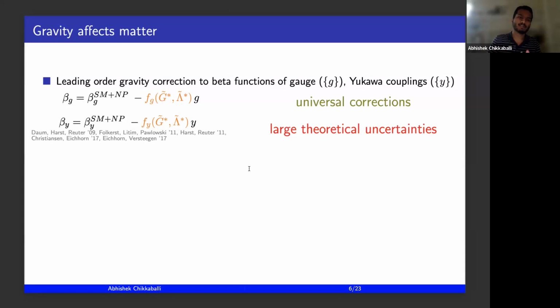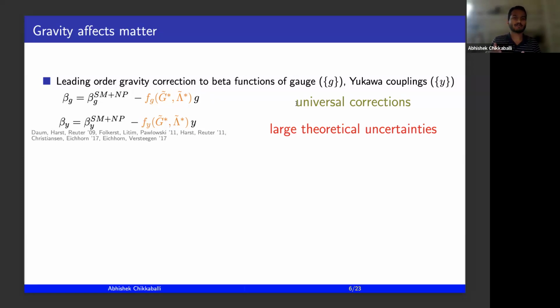And we know that gravity effects can be parameterized in the leading order as shown here. Here, these are the beta functions of the gauge coupling, and this is for the Yukawa coupling. And this part is coming from the standard model physics and any new physics that we could have in the model. And Fg is the gravitational correction parameter, which depends on the fixed points in the gravitational sector. And Fy is correspondingly for the Yukawa couplings.